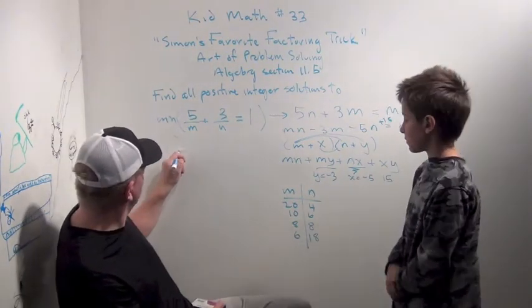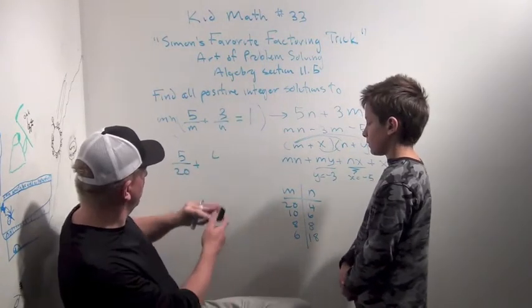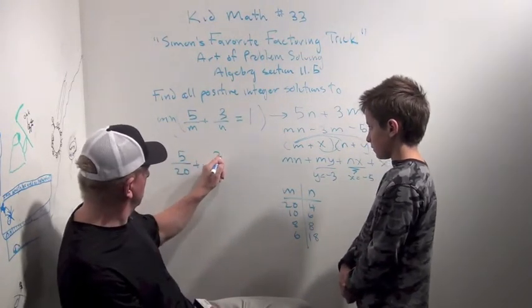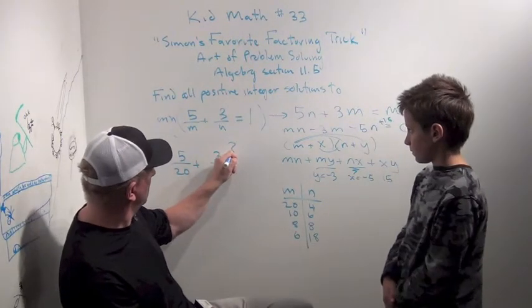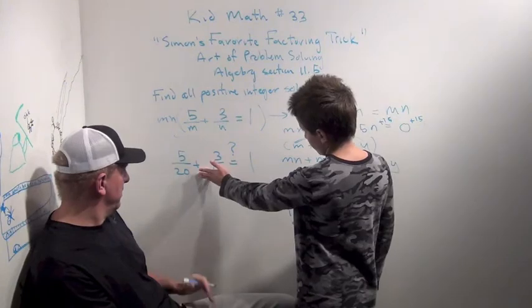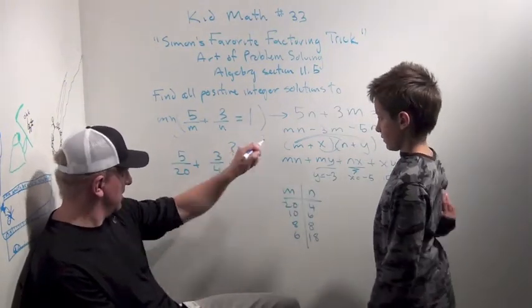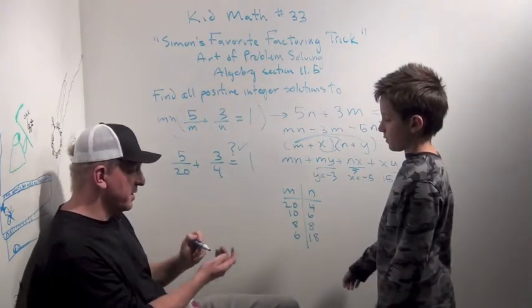Okay, great. 5 over 20 plus 3 over 4. Does this equal 1? Well, 5 over 20 is 1/4 plus 3/4, so it does equal 1. And we can check the other ones, but we don't need to do that on camera.